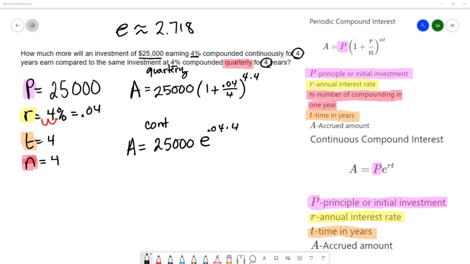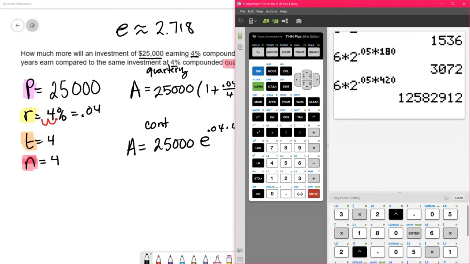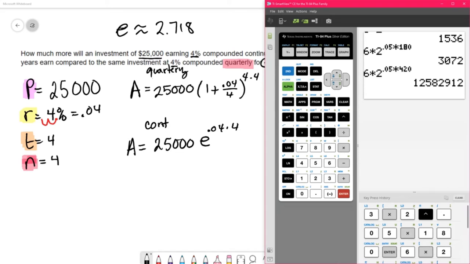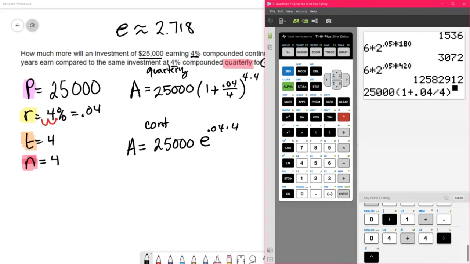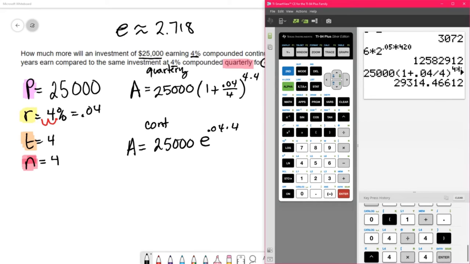So I'll pull up my calculator. And let's see if I can make it a little bit smaller so I don't cover up those formulas. We've got 25,000 times 1 plus 0.04 over 4 raised to the 4 times 4. And that investment would pay $29,314, and we'll round to the nearest cent, so that's 47 cents. So 29,314 and 47 cents.